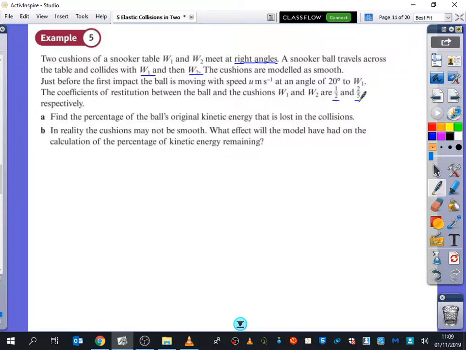That doesn't really seem to be very realistic, does it? Why would a snooker table have different coefficients of restitution for different sides? That's not really how you design a snooker table. But whatever, they've told us that's what it is.